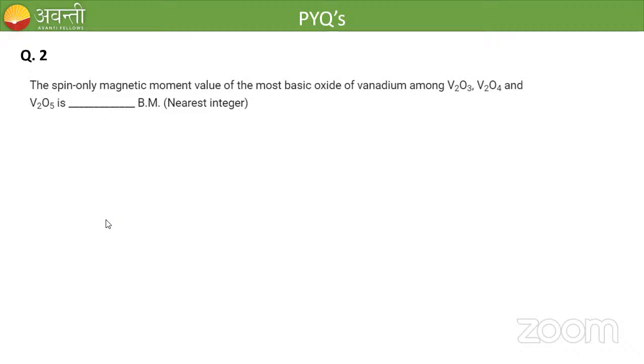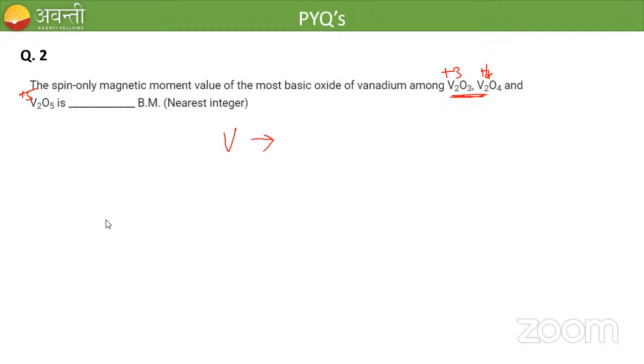How to find the most basic oxide? The one having the lowest oxidation number is the most basic oxide among the given three. In V2O3, yeah, very good Vaishnavi, the oxidation state of vanadium is +3. In V2O4, it is +4. In V2O5, it is +5. If the oxidation state is less, then the basicity is more. So V2O3 is the most basic oxide, and we have to find the spin-only magnetic moment for vanadium in V2O3.